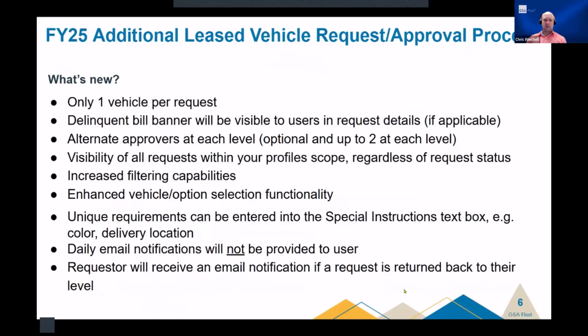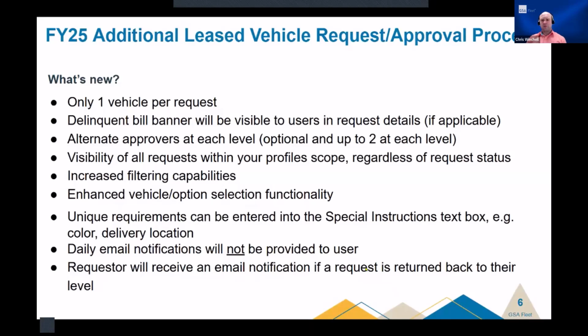Some new things that are a little bit different from the old CAM process or GSA Fleet Drive-Thru process. So in the past, if you needed, for example, 10 additional vehicles, you could put that on a single request. In the new process, you have to do one request per vehicle. So if you need 10 different 10.9C SINs, for example, you would need to submit 10 requests for each one of those individual vehicles.